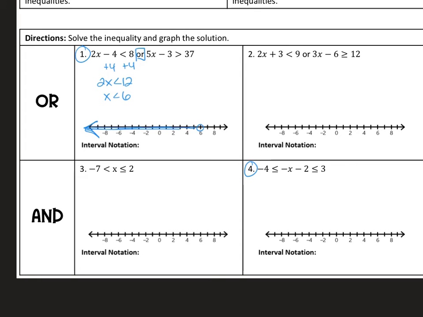And then we have to solve the second inequality. So we add 3 to both sides. So we get 5x is greater than 40. Divide both sides by 5. We get x is greater than 8.